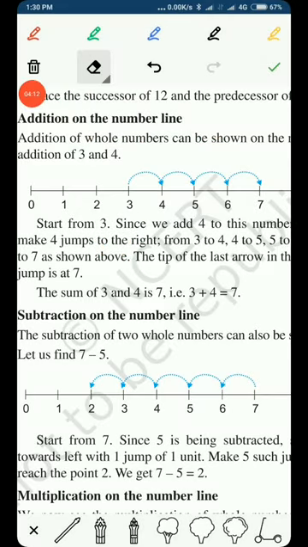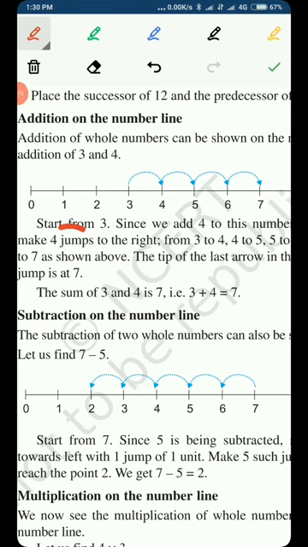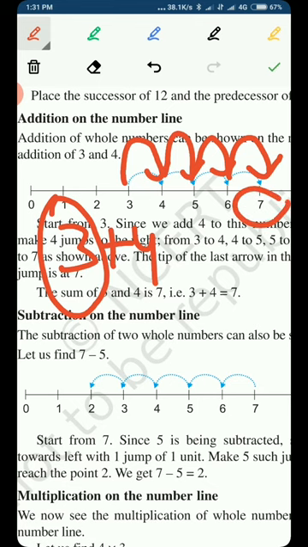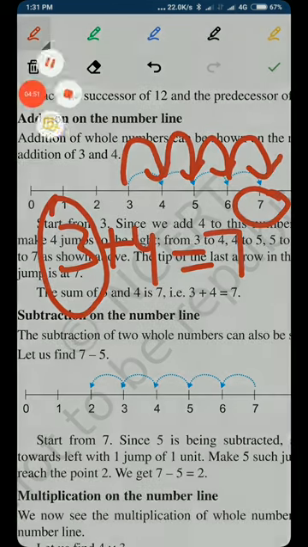Suppose we have to add 3 and 4. We have to add 4 to the number 3. We all know very well that the answer is 7, but how to show this addition on the number line, that is important. So we will start from the given number, that is 3. Here we will start and jump 4 times with the unit distance from 3. This is 1 time, 2 time, 3 time, and 4 time. Where do we reach after the 4th jump? We reach 7. So 3 plus 4 is equal to 7, and that is how we show our answer on the number line.